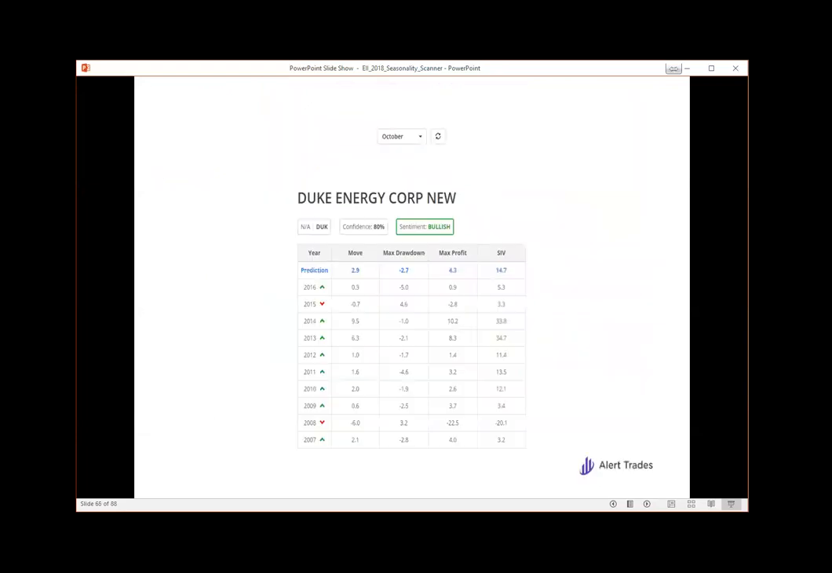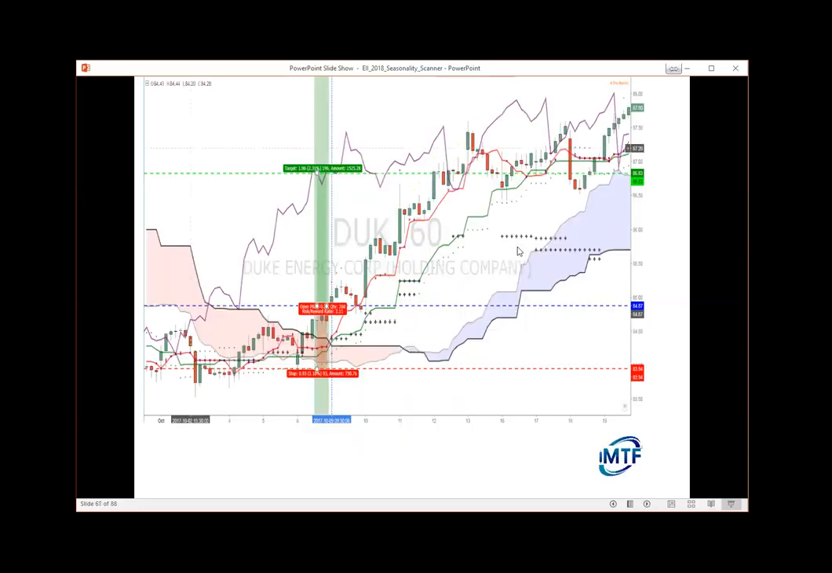Okay, so those were part of the calendar scanners. And now just to give you an example of the trades I took in October through just the free version of the software. You can see here, DUK, which is Duke Energy Corp. We got the confidence of 80%. That's the check mark. That's what we're looking for. And then SIV of 14.7. That's perfect. Let's take a look at the charts.